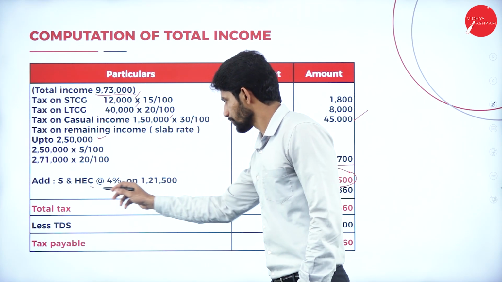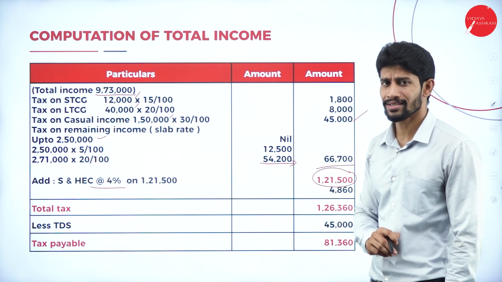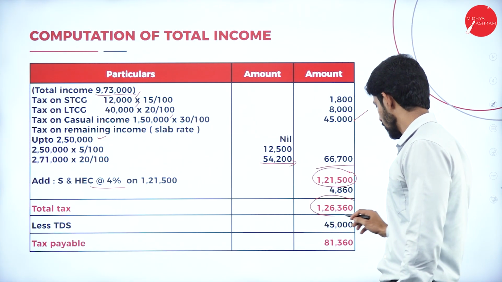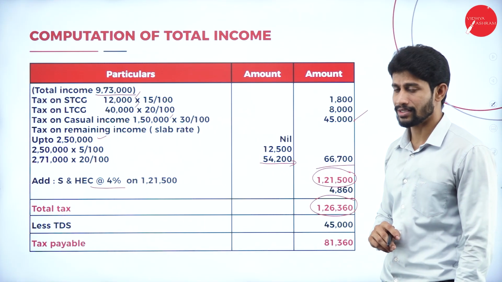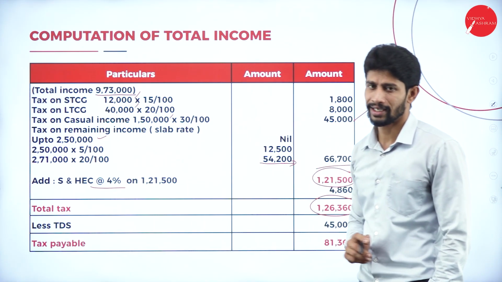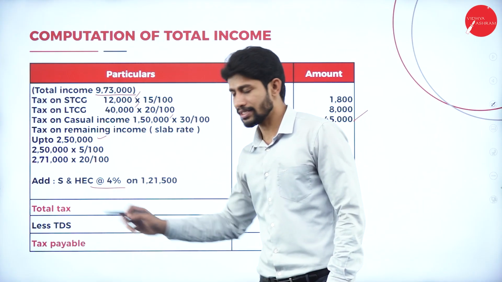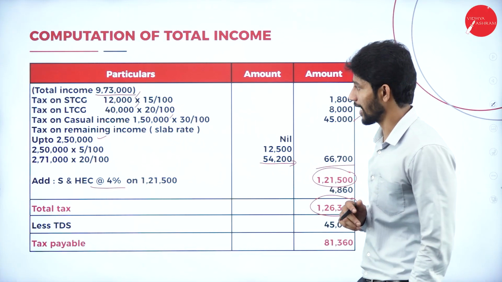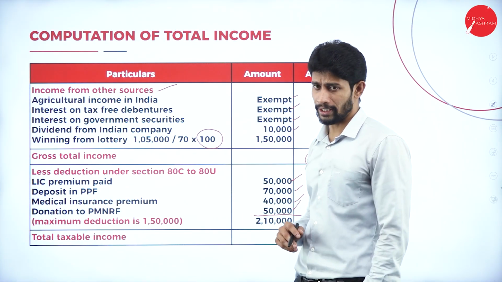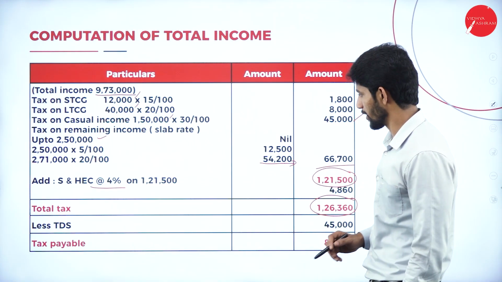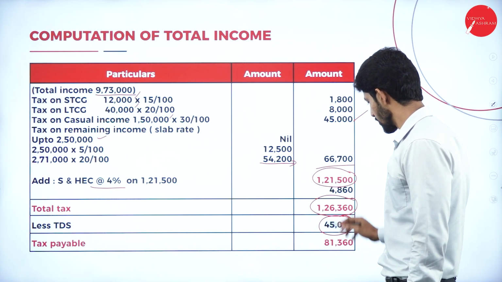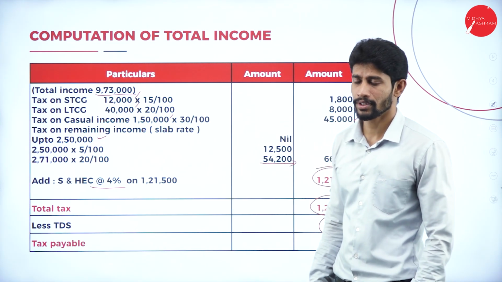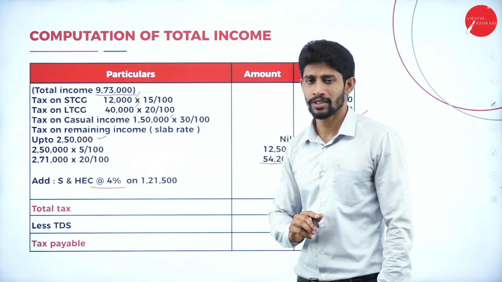On this 1,21,500, compute secondary and higher education cess at 4%. You will get 4,860. Add that value, you will get 1,26,360. That value is called total tax. So from total tax, less TDS. TDS, that is tax paid on the casual income, that is winning from lottery. On that you had paid 45,000. So less TDS 45,000, the balance is 81,360. That 81,360 is tax payable by Mr. Sumukh. So this is how we are supposed to compute the tax liability.